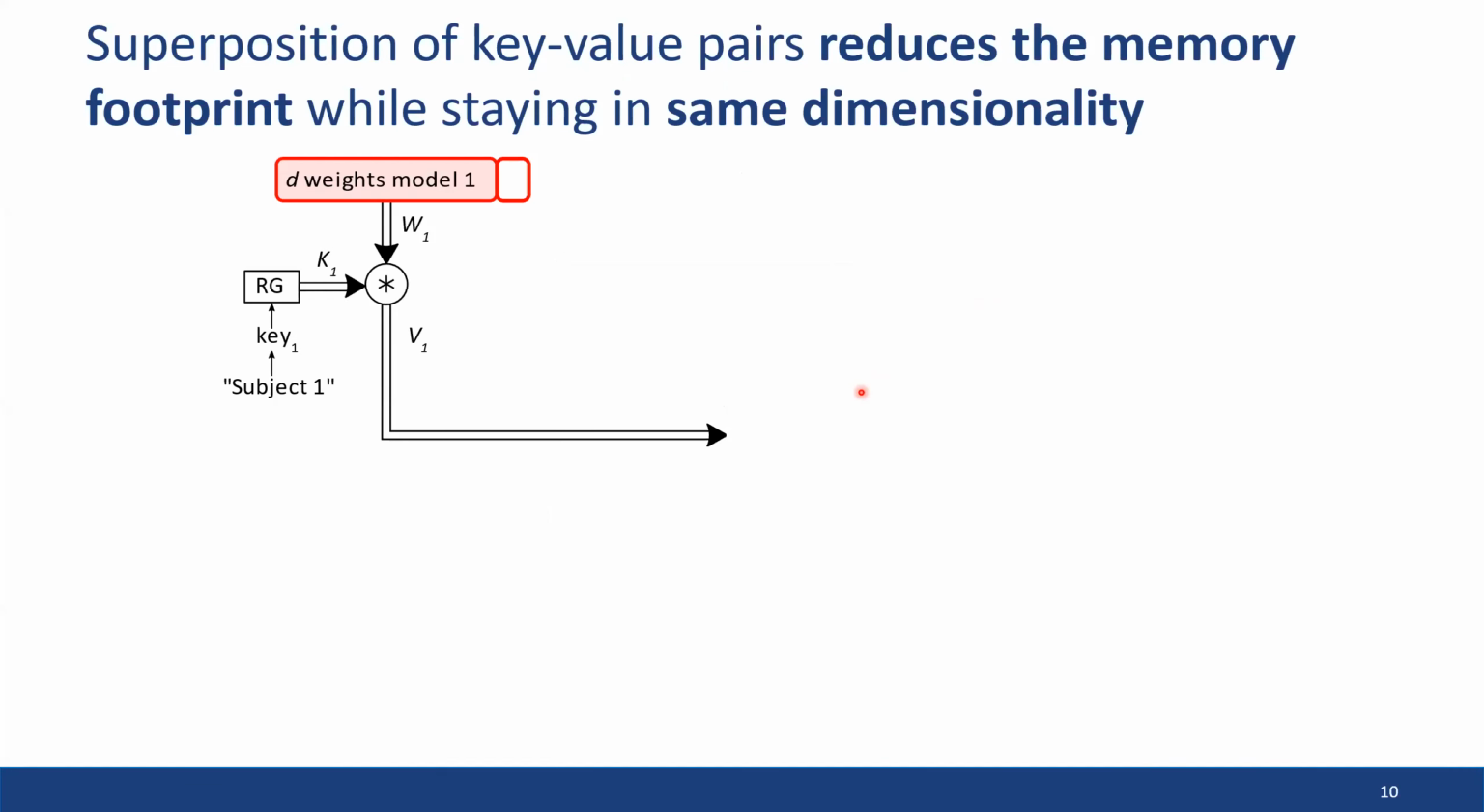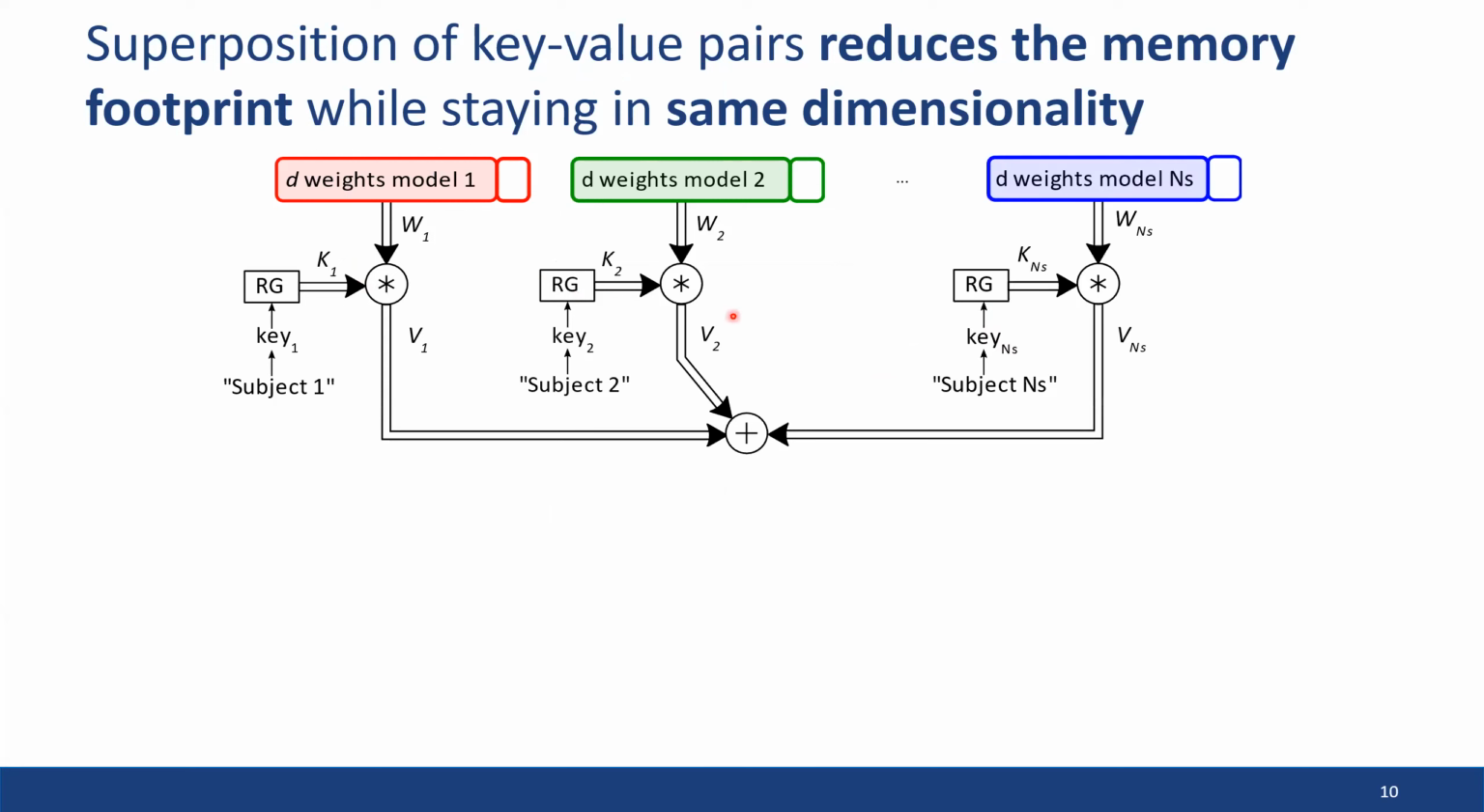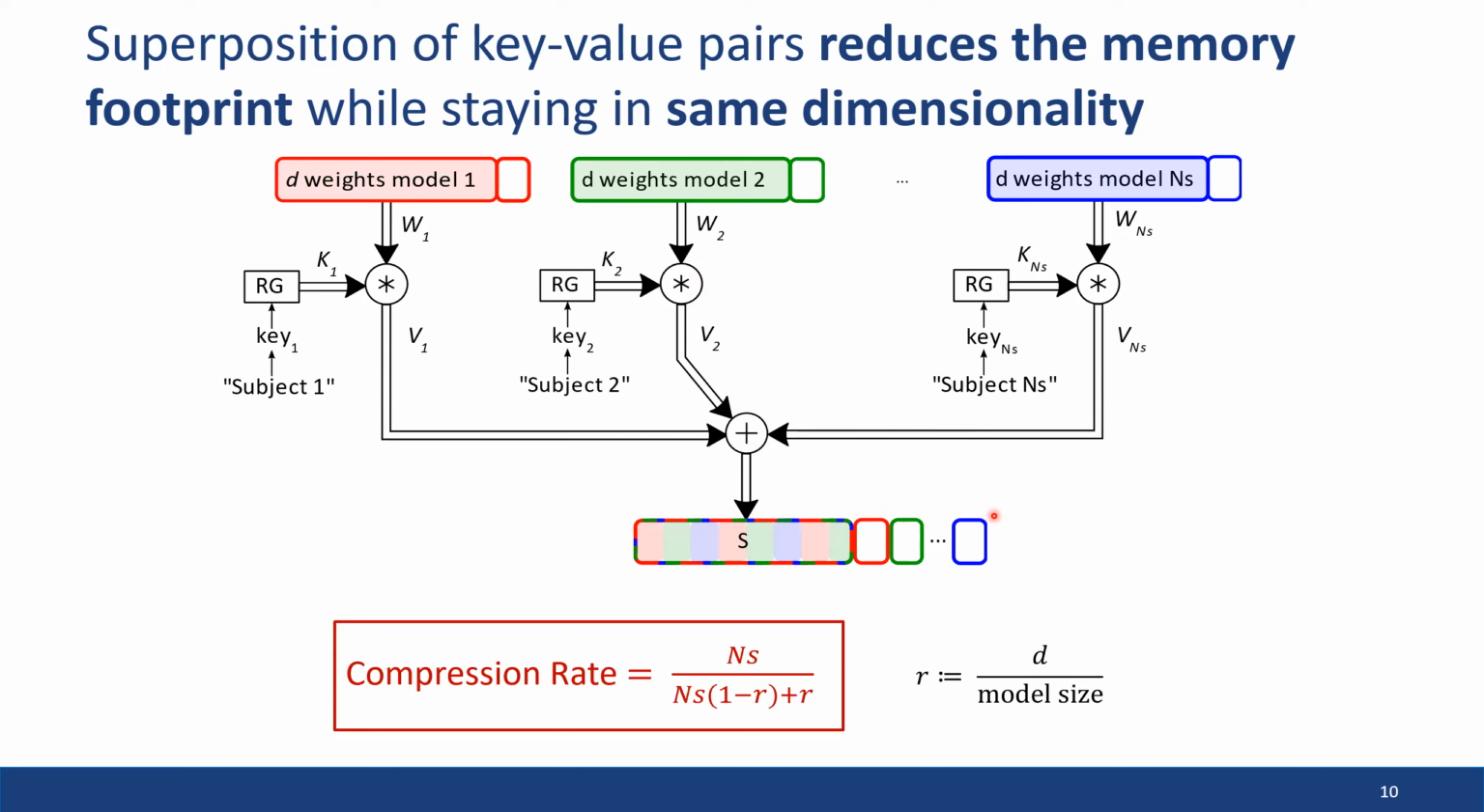So now we do this operation not only for, let's say, subject 1, but for all the subjects we want to compress. For every subject we use a subject-specific random seed to generate our key vector, and then we can generate these key value pairs, which we in the end superimpose. So overall, this gives us the superposition S, as well as all the non-compressible weights on the side. With that, we can basically compress all the subject-specific models into one model, with a compression rate which depends on the number of subjects, as well as the ratio between the dimension of our vectors, which are the number of compressible weights, and the overall model size.